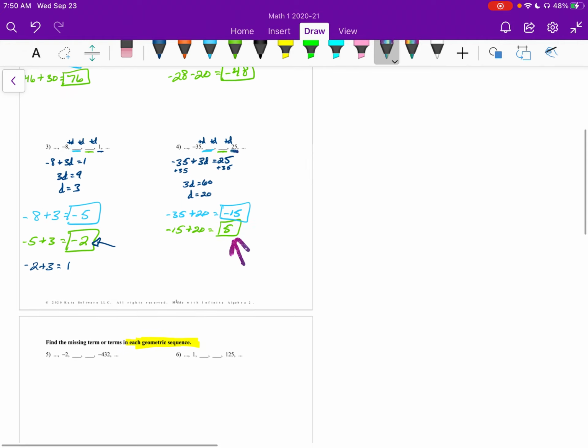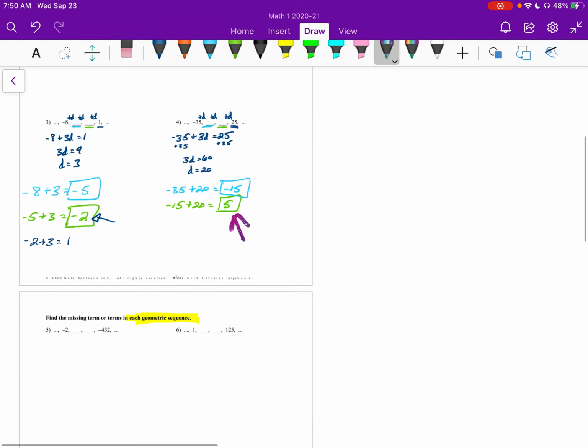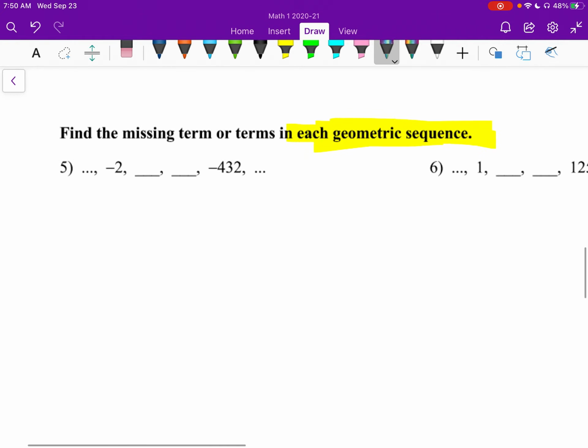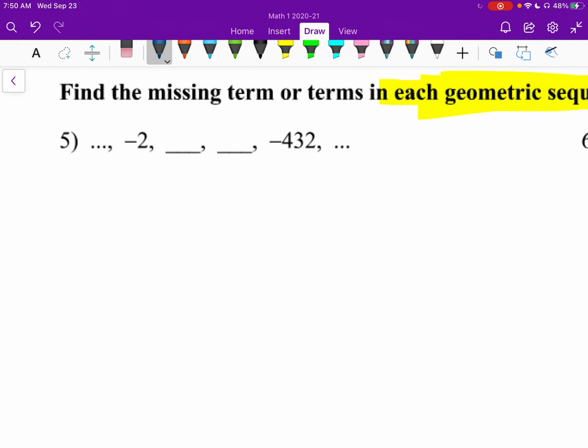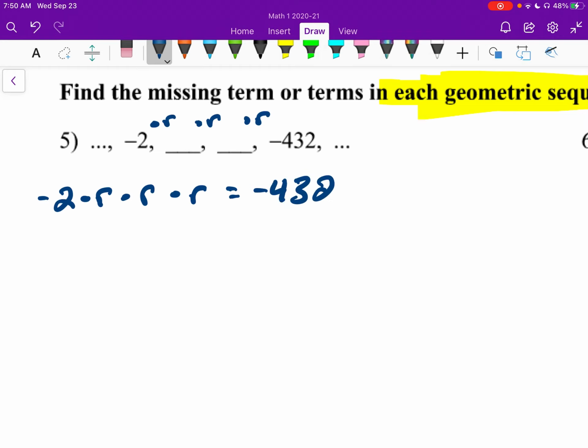Now we need to move on to geometric. Geometric, remember, we're multiplying, so we're going to have to do some things a little bit differently. So here, we're going to deal with multiplying by r 3 times. So we're going to have negative 2 times r times r times r is negative 432.